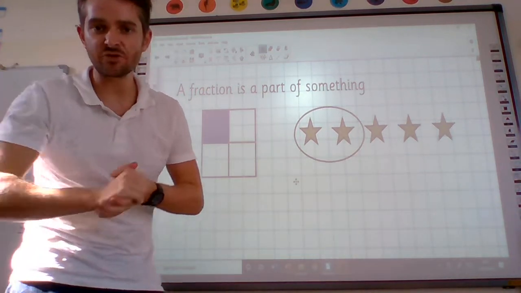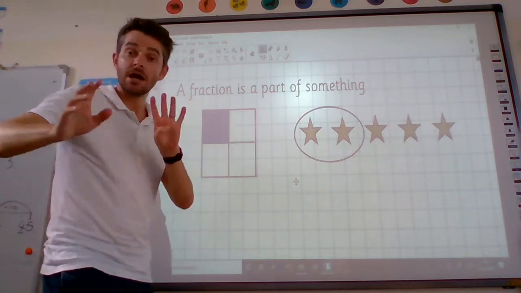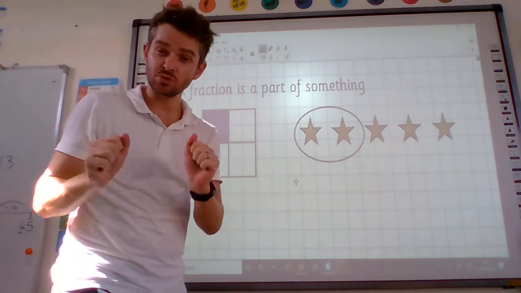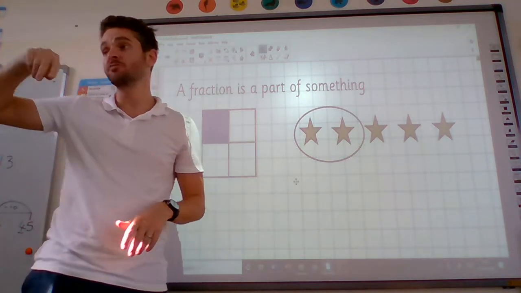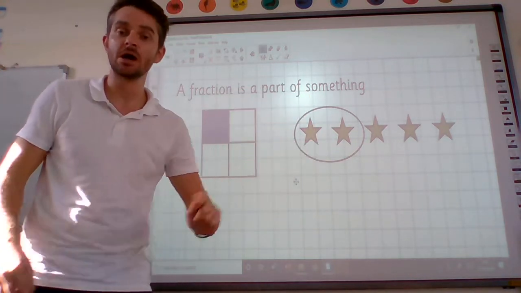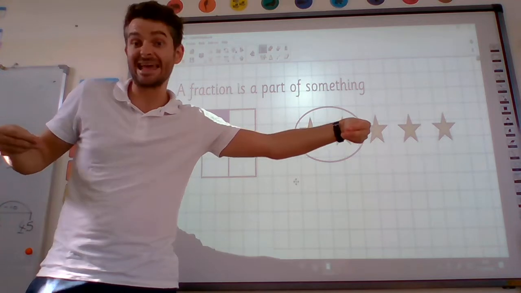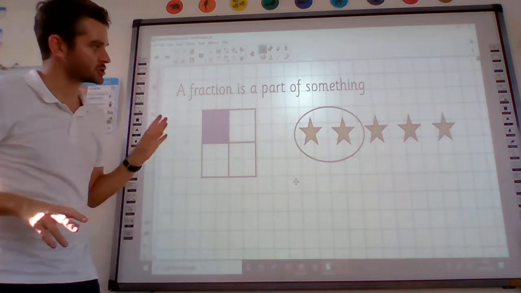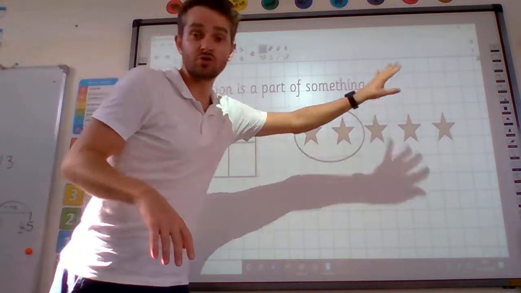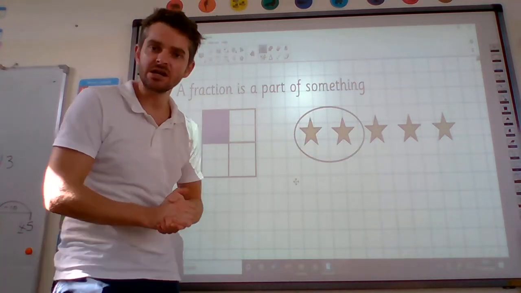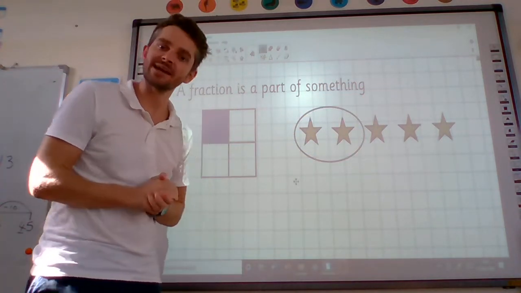We're going to start with a bit of a recap from yesterday. A fraction, we talked about fractions yesterday, is a part of something. Could be a part of a pizza, a part of a chocolate bar, a part of a baguette, maybe. So a fraction is a part of something. It could be part of a shape, part of a group, or even part of a number. We'll talk more about that later today.